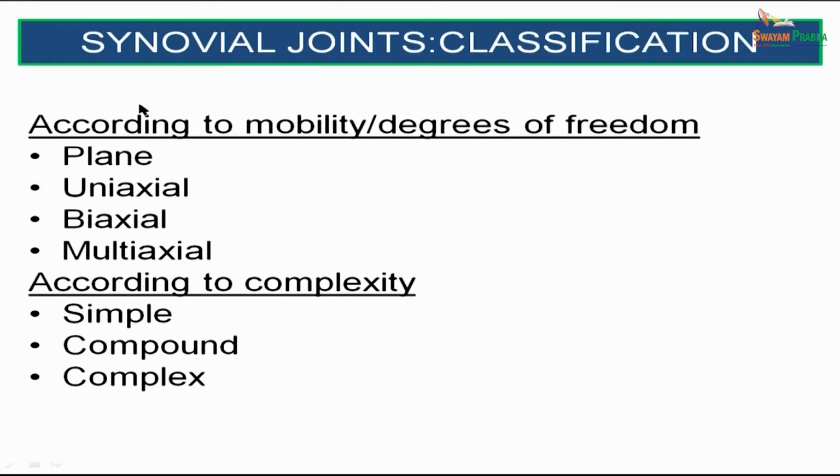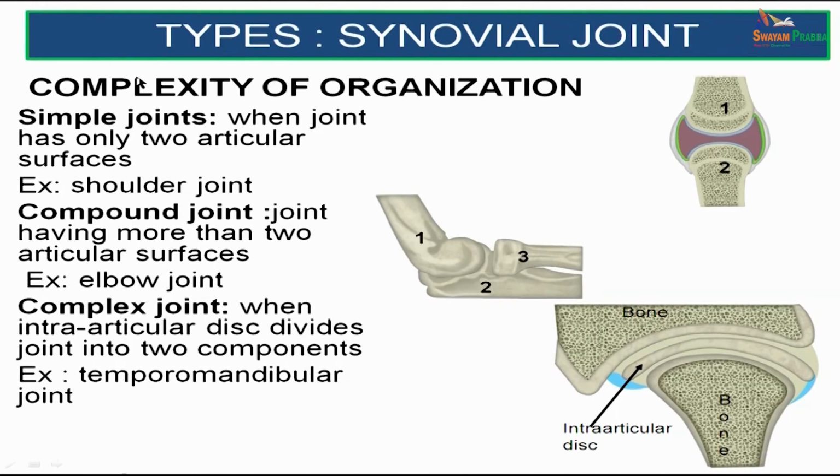Synovial joints can be classified according to the degrees of freedom. They can be classified into plane joint, uniaxial, biaxial and multiaxial. And according to their complexity, we can classify them into simple, compound and complex. So, first we will do the complexity of organization.